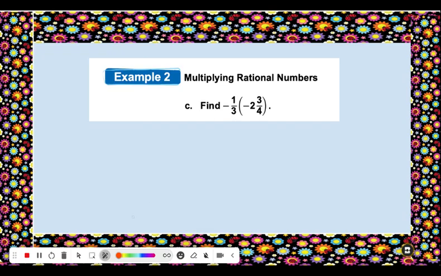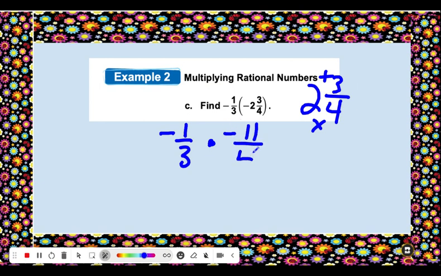Okay, here's another fraction one. So -1/3 times -2 3/4. So now we need to change 2 3/4 to an improper fraction. So 2 times 4 is 8. 8 plus 3 is 11. So -2 3/4 is -11/4. Look to see if we can cross simplify.